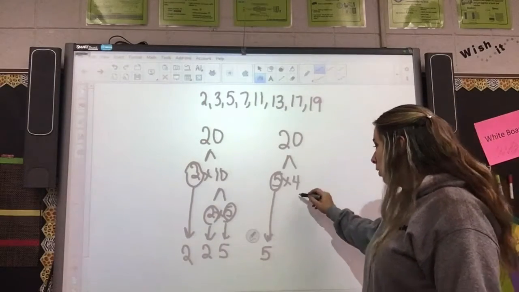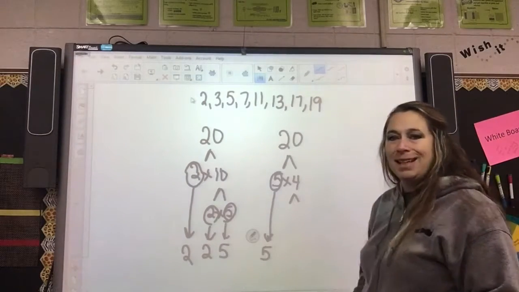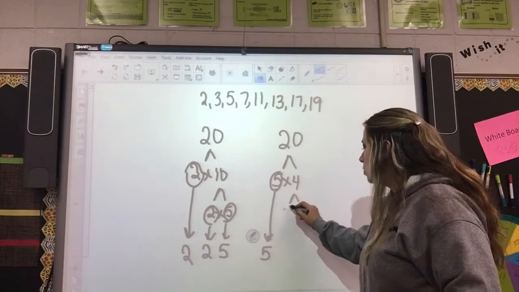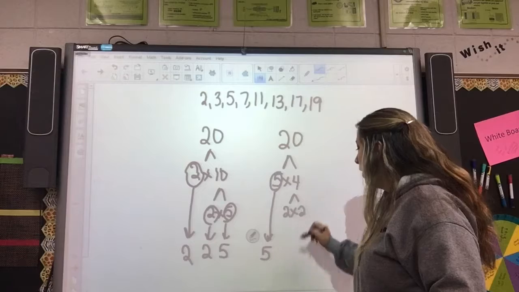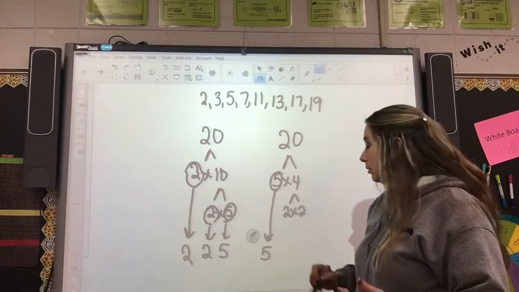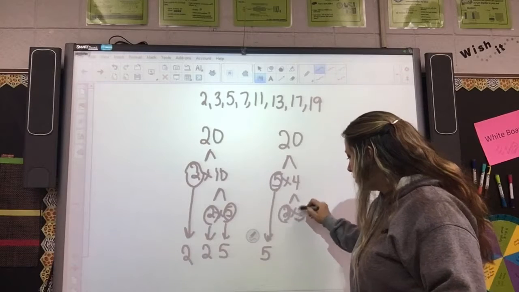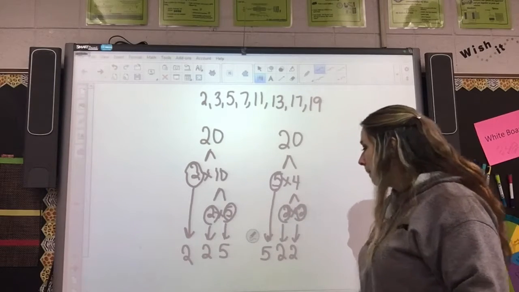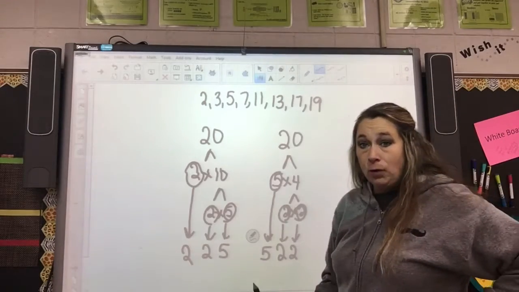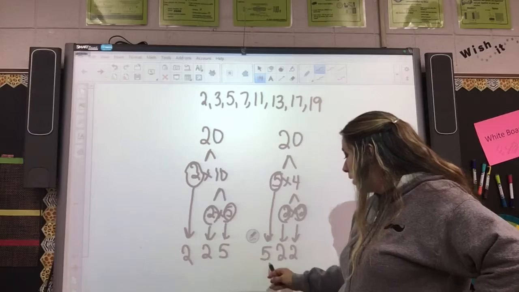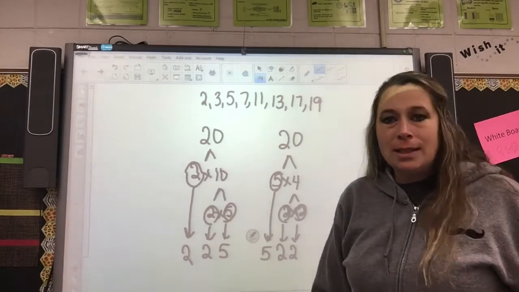Let's do this 4 that's left. What could we multiply to get 4? Right, 2 times 2. And is the 2 up in that list? Yes, it is. So guess what? 2 is done too. Now, here's what I want you to notice. Yes, they are in a different order, but I have 2 2s and a 5, and I have 2 2s and a 5. So you get the exact same answer.